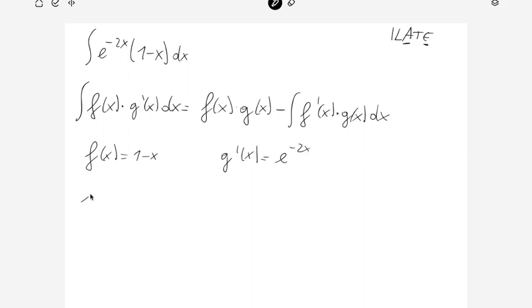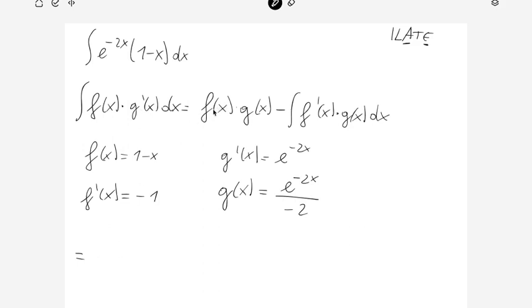So f prime, the derivative, is just minus 1, and g of x, the integral of this, well, the integral of an exponential is the same exponential because we have a straight line here, not exactly x, but a straight line. So we can write the same exponential, but we have to divide by the coefficient of the x, as we saw in the two previous lessons. Okay, now we can use the rule in order to solve this.